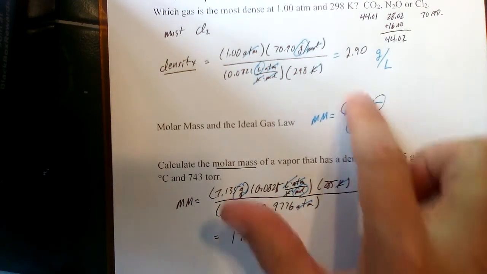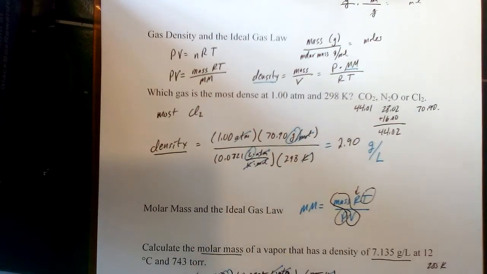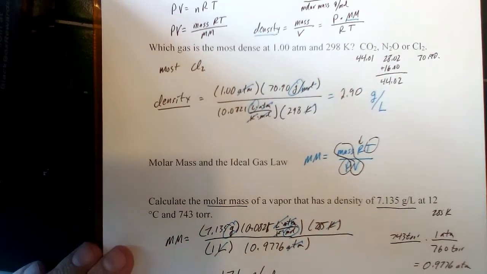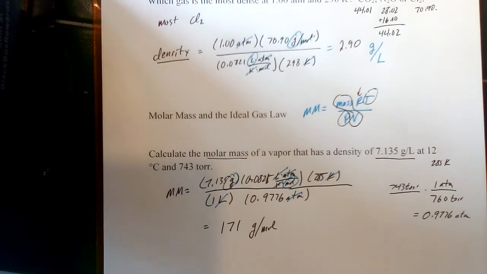Okay, so we have this nice formula. We rearrange our P equals nRT like we did there at the top of the page. Right? We can get an equation to use there. Now there is another way to tackle this problem, but let's look at that in the next video.